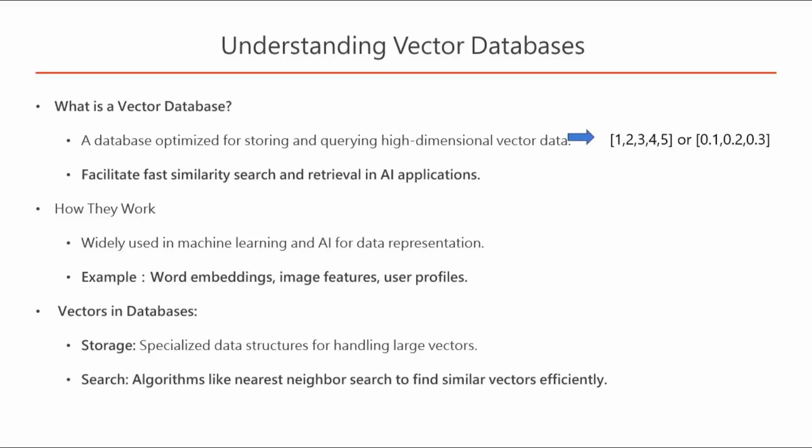And how they work is that vectors are widely used in machine learning and AI for data representation. Examples are word embeddings, image pictures, and user profiles. For vector databases, the storage is a specialized data structure for handling large vectors, and search algorithms like nearest neighbor search find similar vectors.